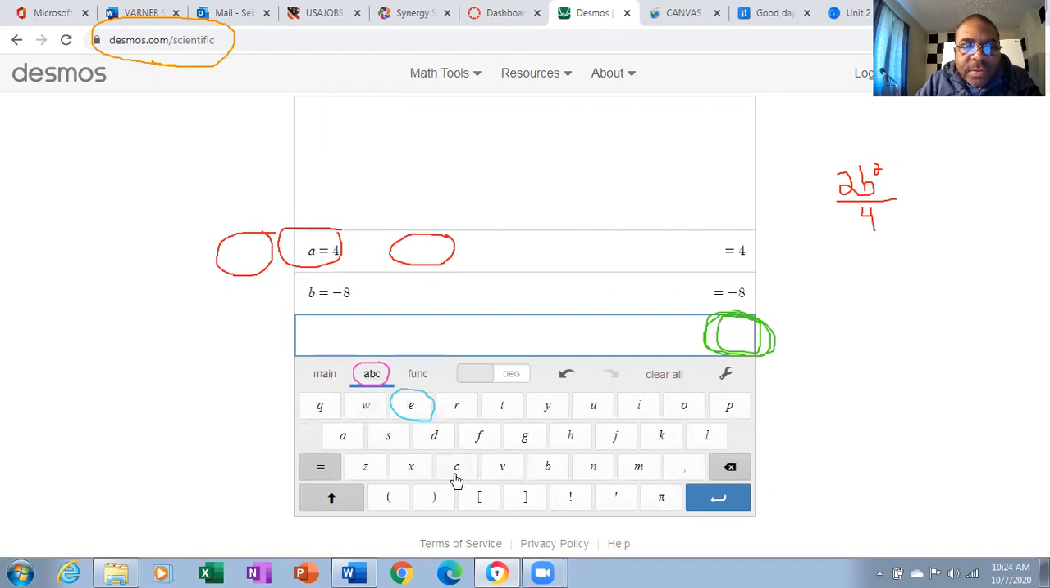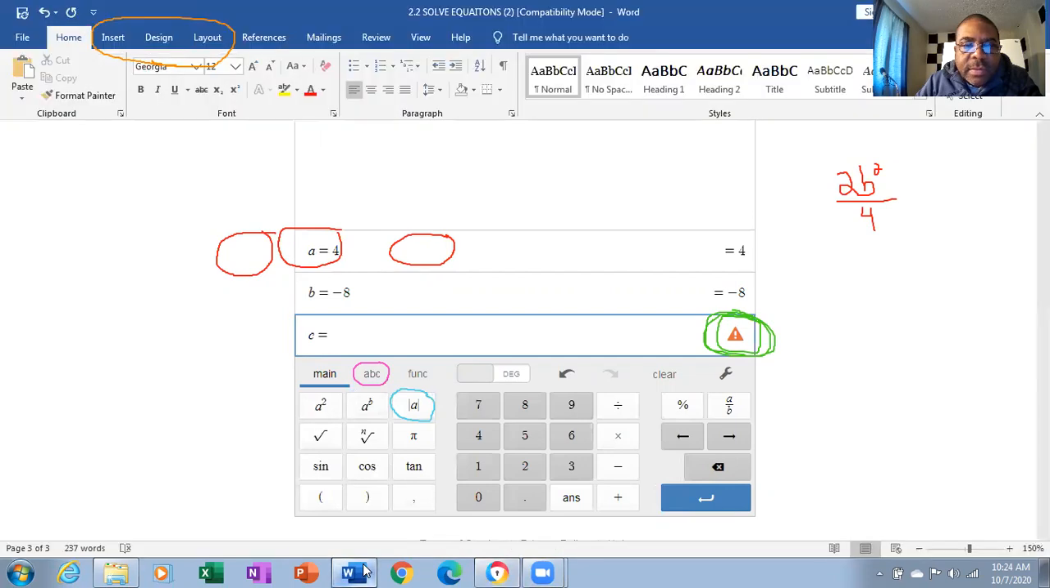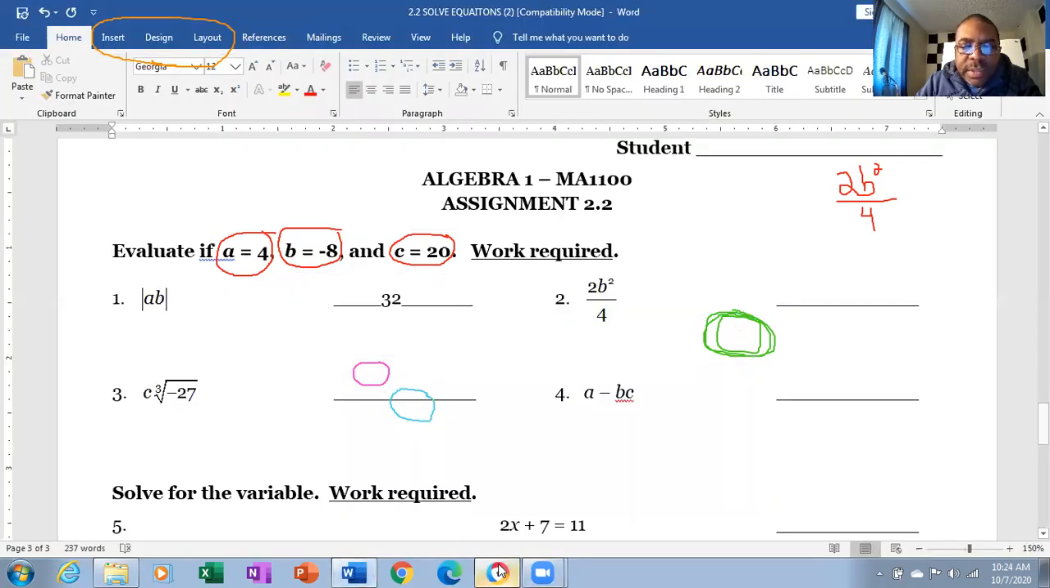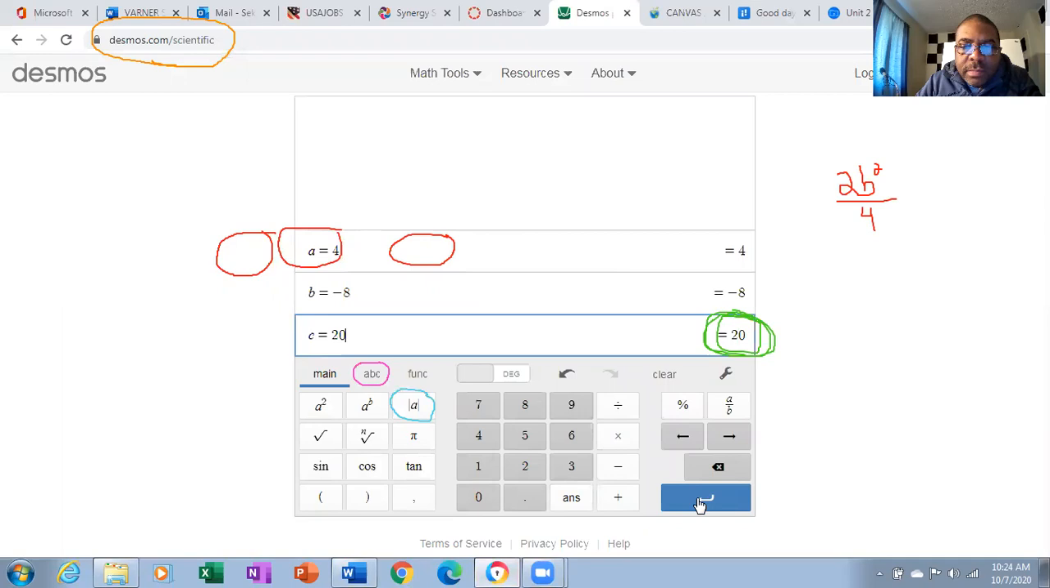And C, because we're doing A, B, and C, and C equals 20. If you don't hit clear all, then you don't mess it up. But now we can start over.